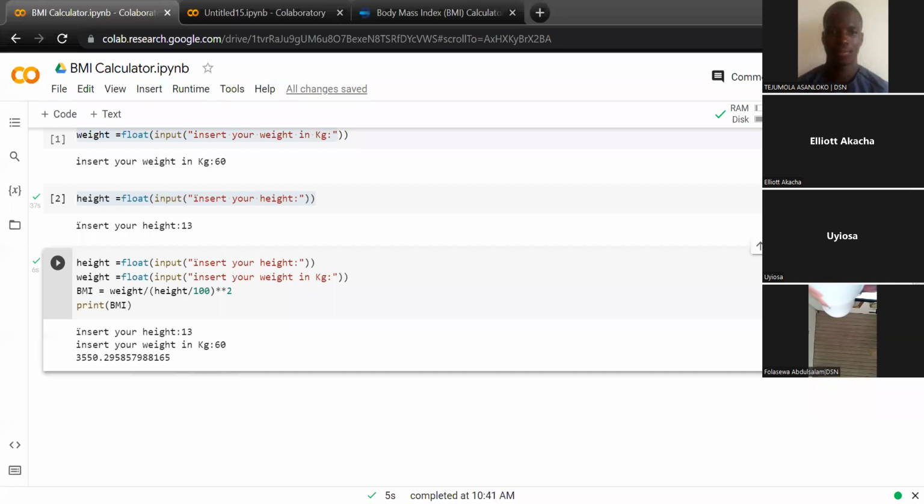Now let me add that we divided the height by 100 to convert centimeters to meters. This was actually in centimeters. You getting it? If we are giving the height in meters, then we wouldn't need to divide by 100. But we assume we measure the height in centimeters. Are we cool? Okay, if we had measured our height in meters, then we don't need to convert it.